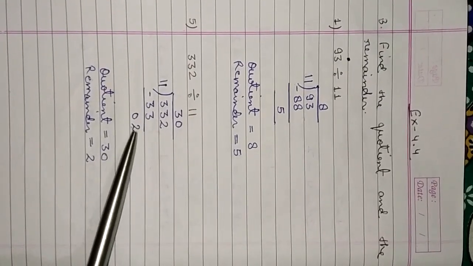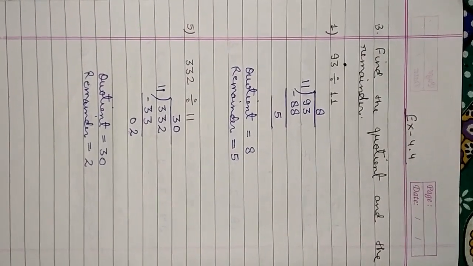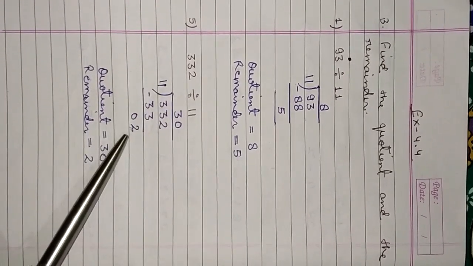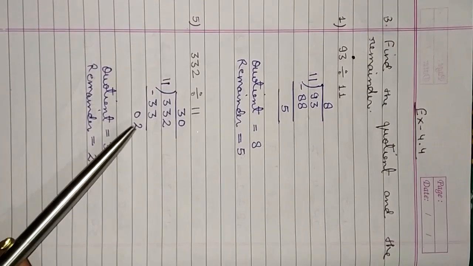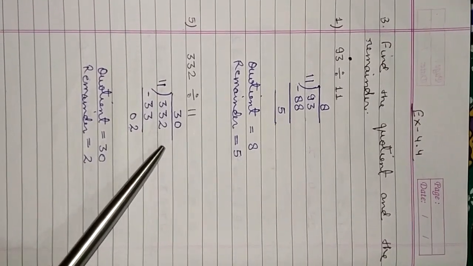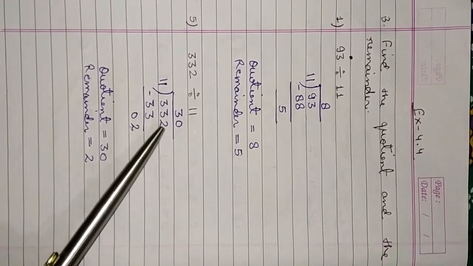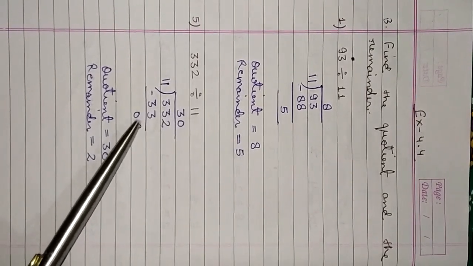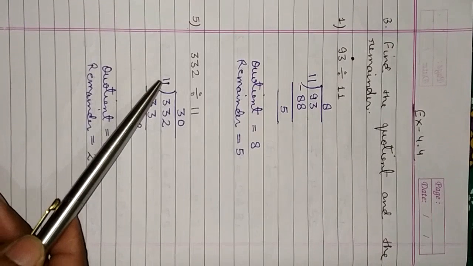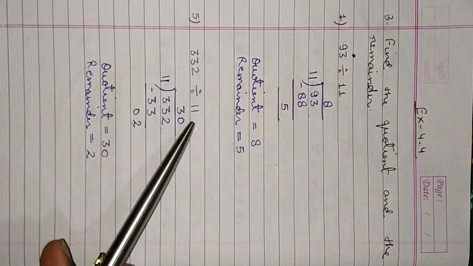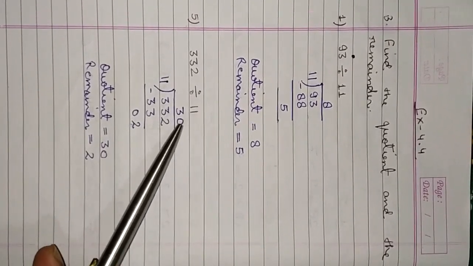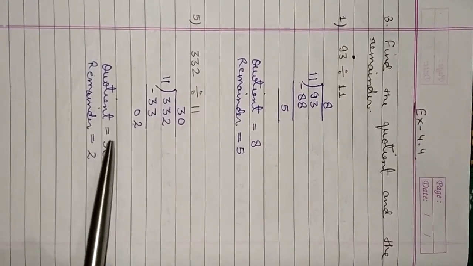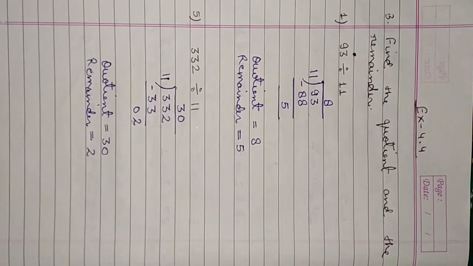After carrying 2, this number is still smaller than 11, okay? And there is no digit left, so when we carry this digit 2, the number is already smaller than 11, so we will put 0 in the quotient and 2 will remain as the remainder. So the quotient is 30 and the remainder is 2.